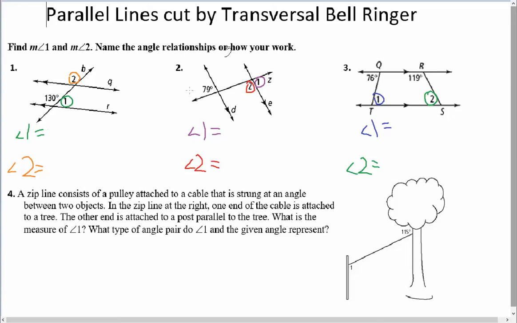Good evening, geometry students. We're going to talk about parallel lines cut by a transversal. And notice I've already got them color-coded to what we're going to do.